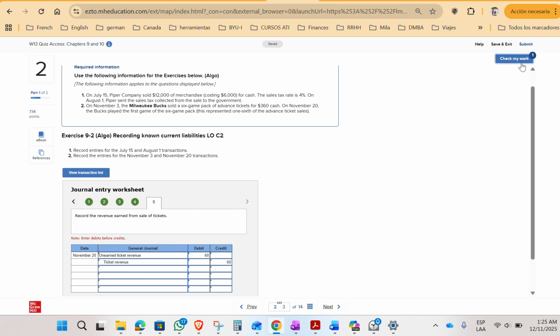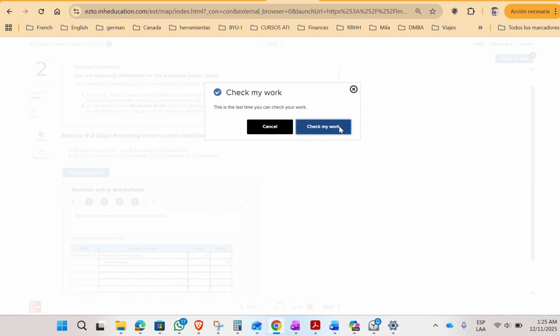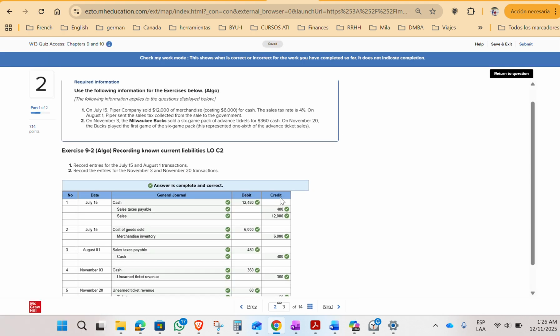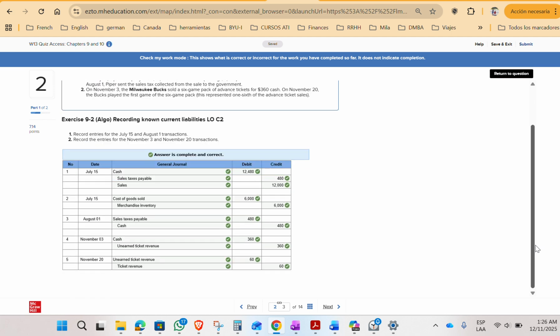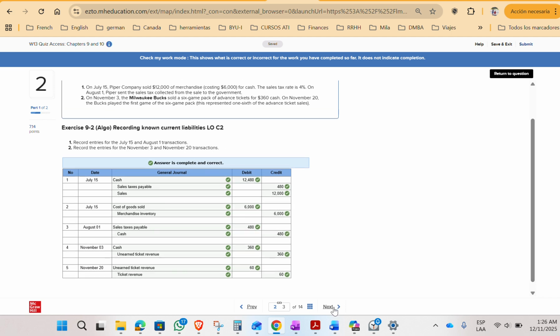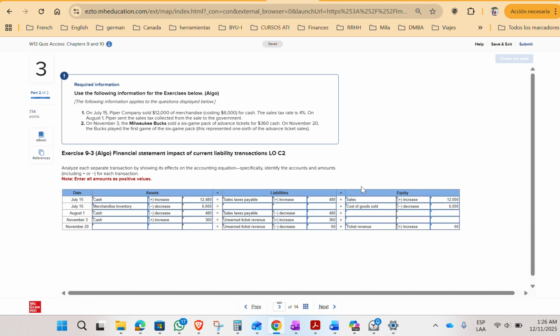So if we check my work, I will see that everything is okay. Now to complete this exercise, we go to number 3, because we have to analyze the financial statement, and also analyze every separate transaction and check which of these areas they belong to.